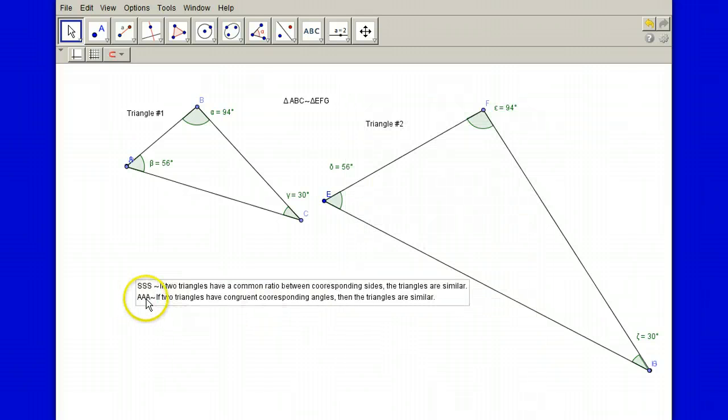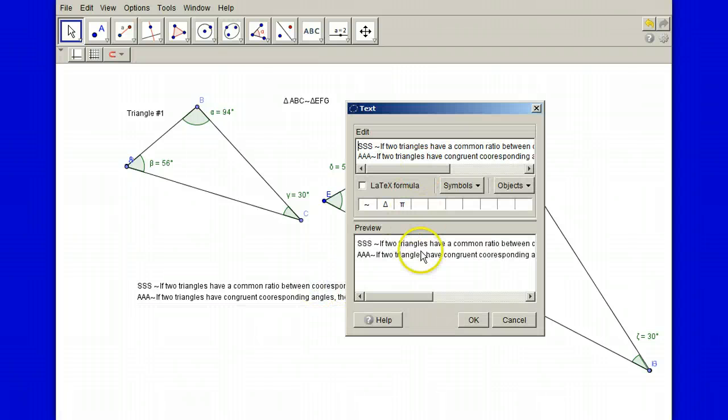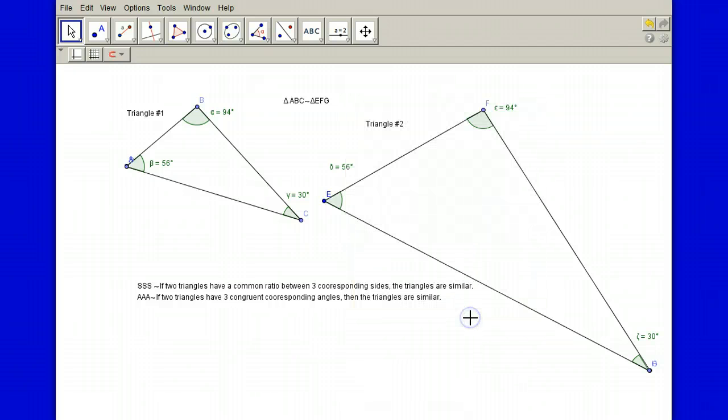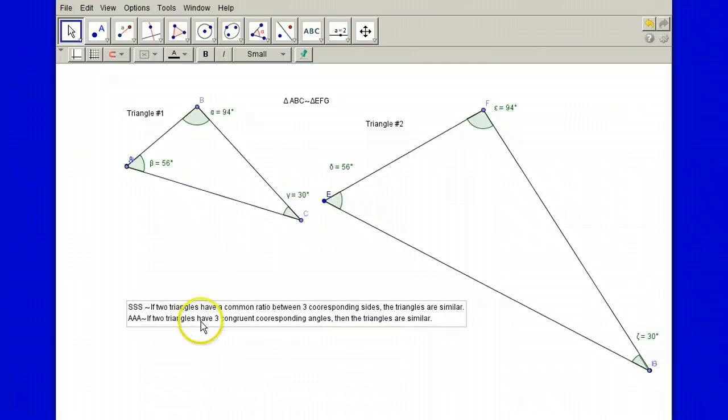So now these are where these acronyms are coming from. Two triangles have common ratios between three corresponding sides. If two triangles have three congruent corresponding angles, then the triangles are similar. Now, angle, angle, angle will eventually get changed to angle, angle because only two angles are necessary. Because you have your triangle sum theorem of 180 degrees, your third angle will always be congruent if the first two are congruent to each other.